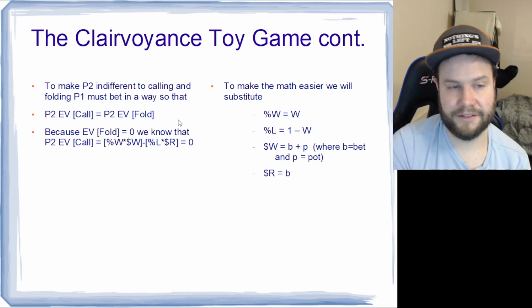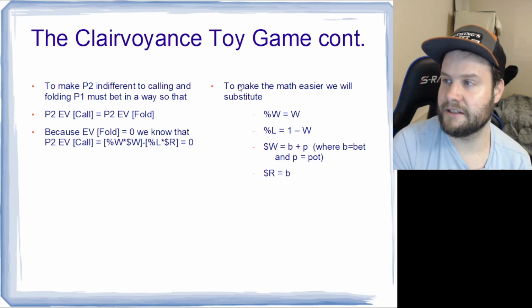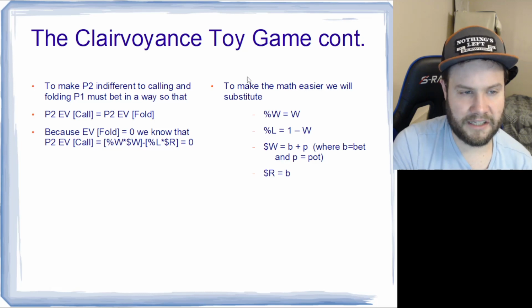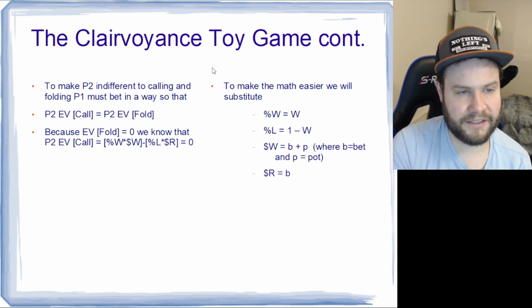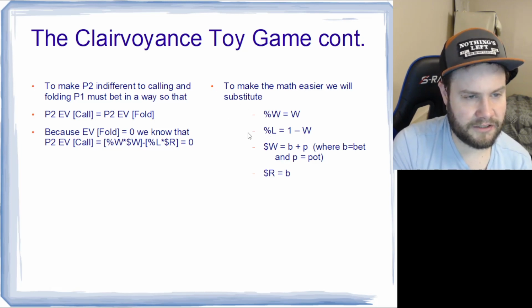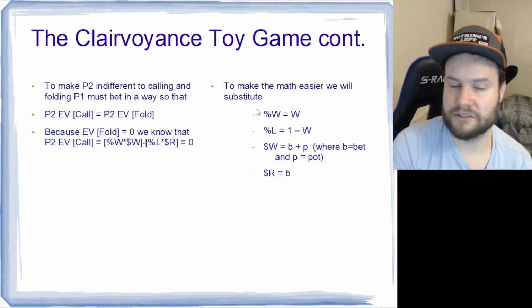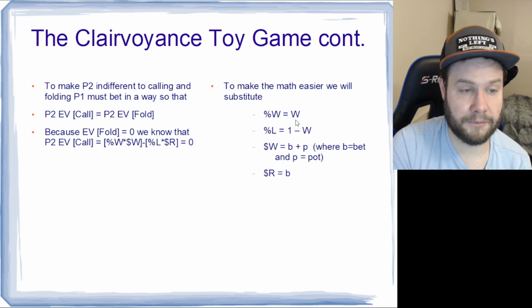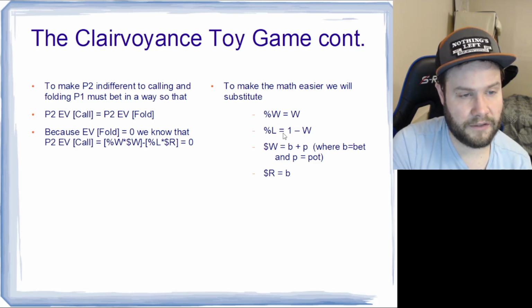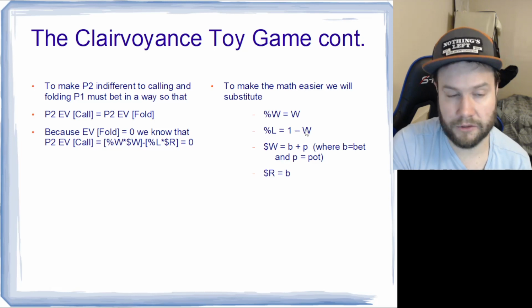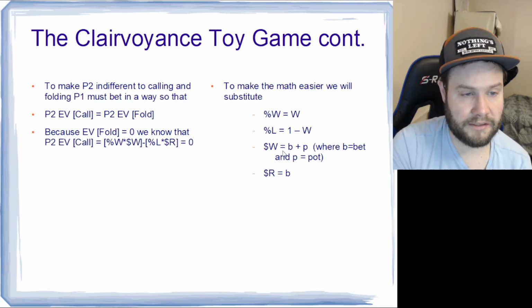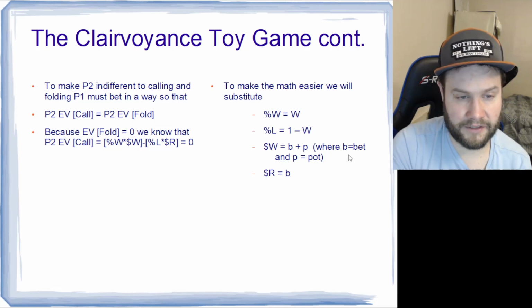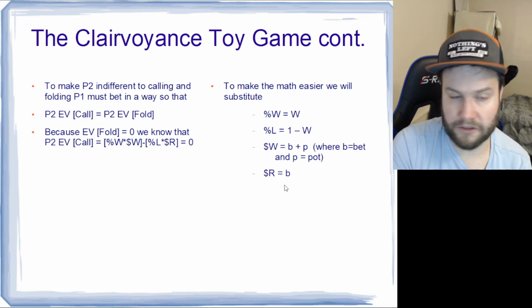Now we're going to do a little bit of math. We're going to do a little bit of pure algebra. I should have warned at the top, this is one of our more math-heavy videos, but it's all just algebra. It just doesn't look so clean on the sheets. We'll go step by step. But anyway, we substitute like this. Percent of win, we give the variable W. The percent lose is equal to 1 minus W. Money won is equal to B plus P, where B is the bet and P is the pot, and the amount you risk is the variable of the bet size.